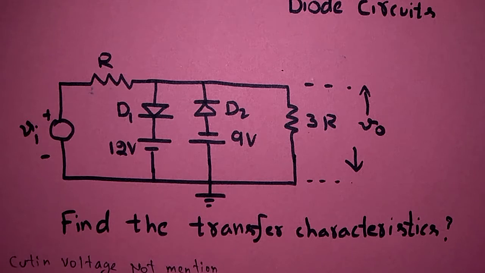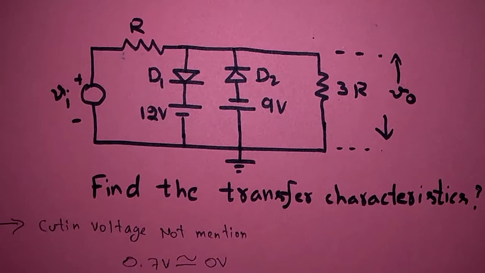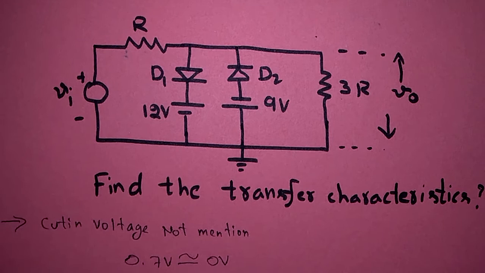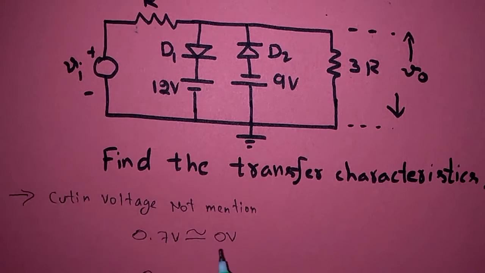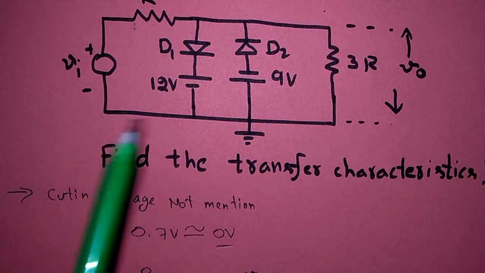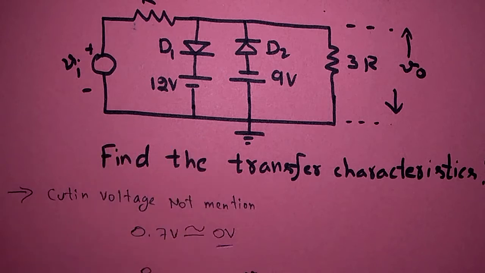At the same time, the advantage in this circuit is that the cut-in voltage is not mentioned. Whenever the cut-in voltage is not mentioned in the circuit, we can assume the cut-in voltage as 0. Why? Because basically the silicon diode cut-in voltage is 0.7 volts, but it is very small compared to the reference voltages, so we can neglect it. So whenever the cut-in voltage is not mentioned in the question, we can take it as 0 volts.